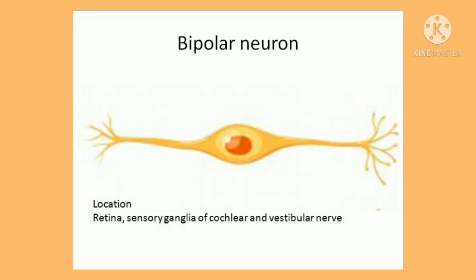The bipolar neuron has a single cell body at the center and two cytoplasmic extensions. One is considered the axon, and the other is the dendrite. This is commonly seen in the retina and the sensory ganglia of the cochlear and vestibular nerves.